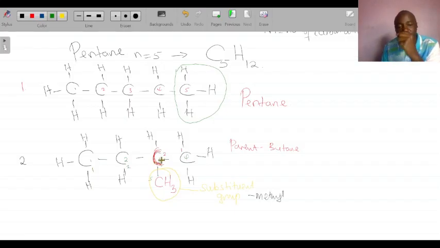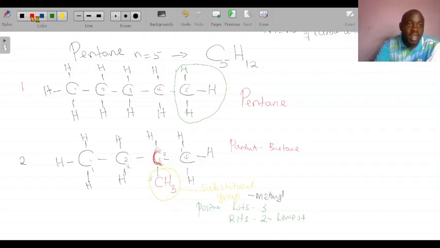So the question is, which is the lowest? And in this case, 2 is lower. So because we must give the position, we are saying this position from left hand side, it's on carbon number 3. But from our right hand side, carbon number 2. So this becomes the lowest position. So with that, we can now go ahead and give the name of our compound.